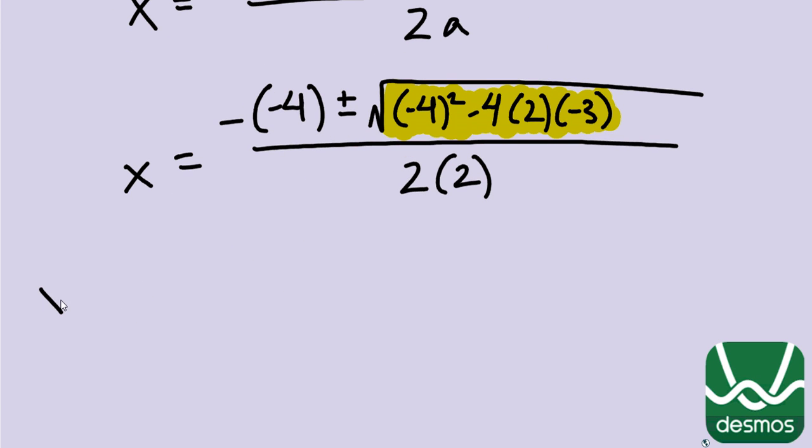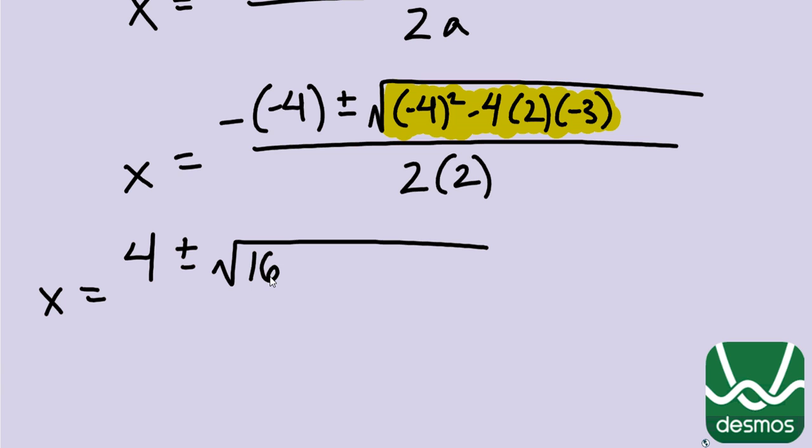So x equals negative of a negative 4 we can do right now. That's going to be a positive 4. Plus or minus square root. Now let's do the inside of here. Negative 4 squared is negative 4 times negative 4. That's 16. Now, minus, this is 4 times 2 is 8, times negative 3 is negative 24. So this is minus a negative. I'm going to write that as a plus. You should notice, look, it's subtracting a negative. Those two are going to end up making a positive. All divided by 2 times 2 is 4. Everyone okay with that? Okay.